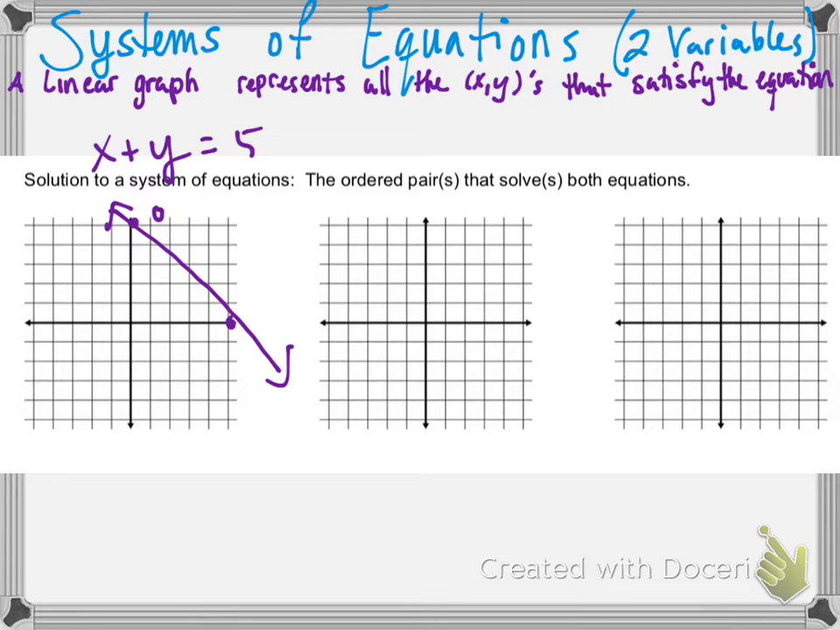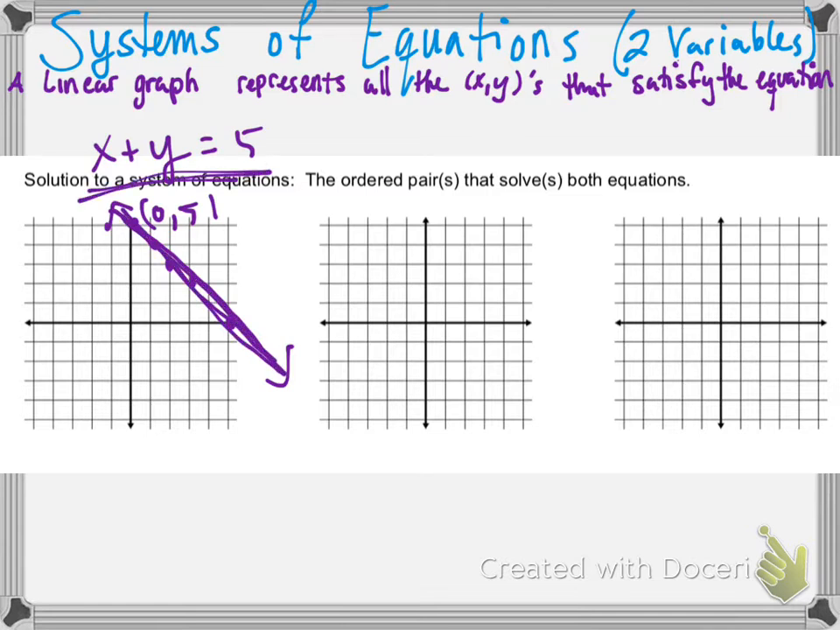0, 5. 0 plus 5 works. This point, 2, 3. 2 plus 3 is 5. 3, 2. 3 plus 2 is 5. Every point on this line satisfies this equation.